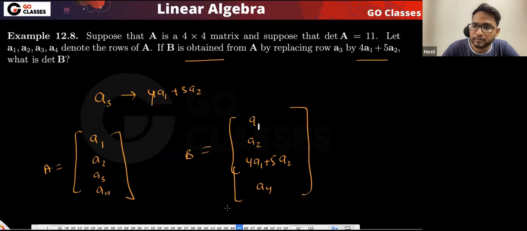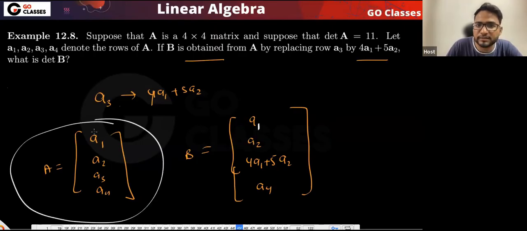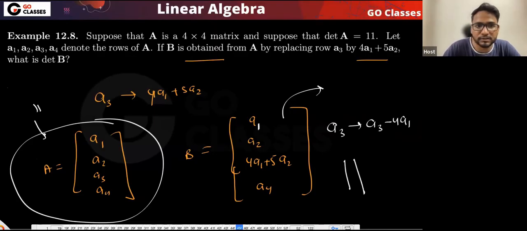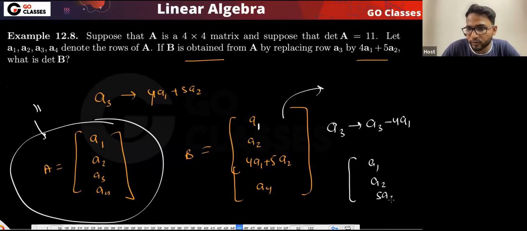The answer will be 0. See, let's suppose the determinant of this is 11. Let's suppose this is given to you. Then what you will do first, you will try to convert that to look like A. Which means you will say, okay, this is 4A1. Let me apply it: A3 should be replaced by, let's suppose, A3 minus 4A1, something like that. Then you will have, after this operation, A1, A2, 5A2 and A4.